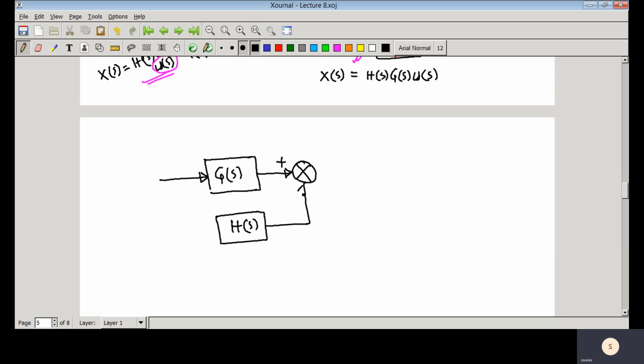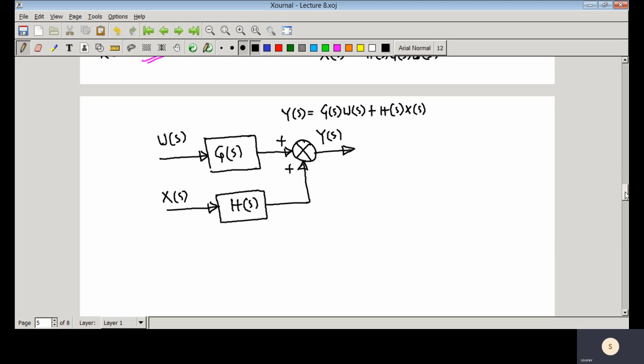hs, and so here suppose you have that Ys, here you have Us, and here you have Xs. So then it is clear that this Ys is equal to GsUs plus HsXs.